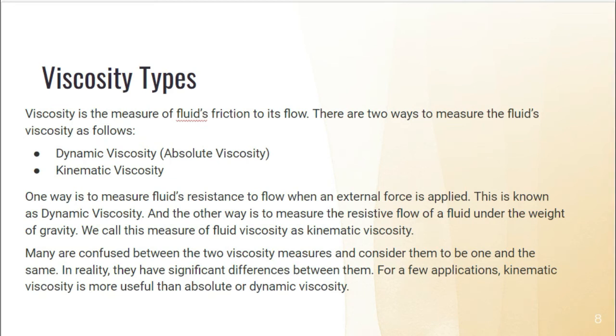Viscosity is a measure of a fluid's resistance to its flow. There are two ways to measure a fluid's viscosity, as follows: dynamic viscosity, that is absolute viscosity, and kinematic viscosity. One way is to measure the fluid's resistance to flow when an external force is applied; this is known as dynamic viscosity. The other way is to measure the resistance to flow of a fluid under the weight of gravity. We call this measure of viscosity kinematic viscosity.